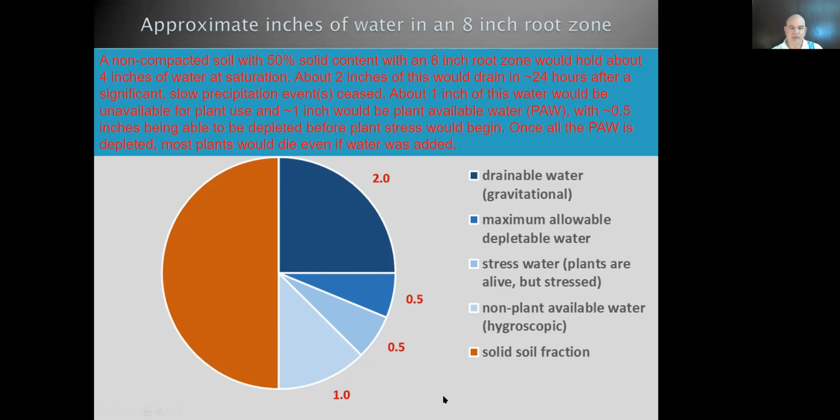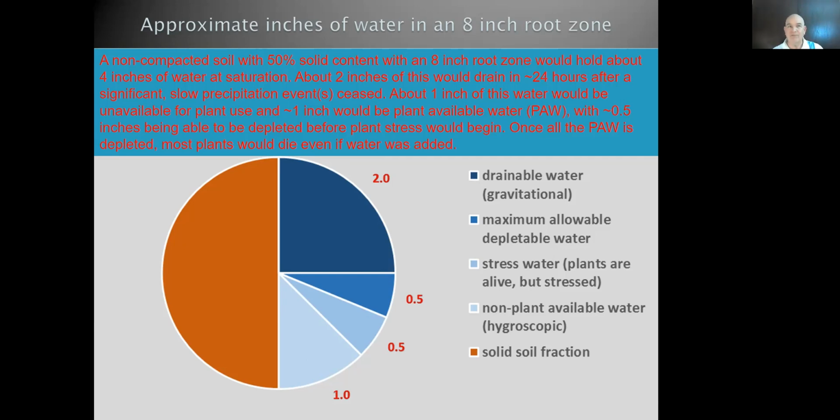Now I got about 2 inches of this water that is not gravitational. About half of that is the hygroscopic water that plants can't really get to, which is 1 inch. And then the other inch is what is my plant available water. So if I were to ask you, what's the plant available water and how many inches is that in this example, it's 1 inch of plant available water.